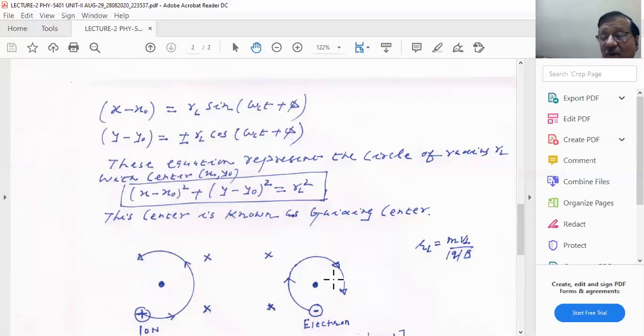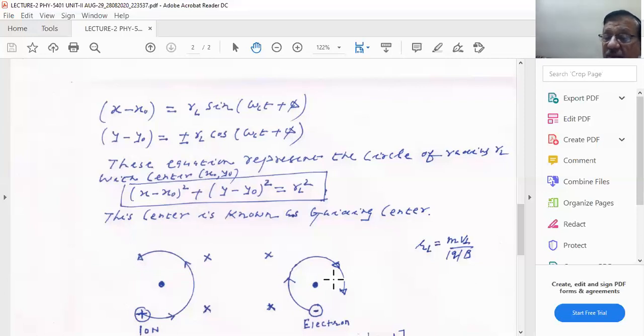that your thumb is pointing towards the magnetic field direction, the direction of the applied field. Your field is going into the plane of the paper. So you keep your left hand, orient your thumb along the magnetic field direction, going into the plane of the paper. Then the curvature of your fingers indicates the direction of gyration of the ion. In that case, you will find that the curvature is towards the anti-clockwise direction.